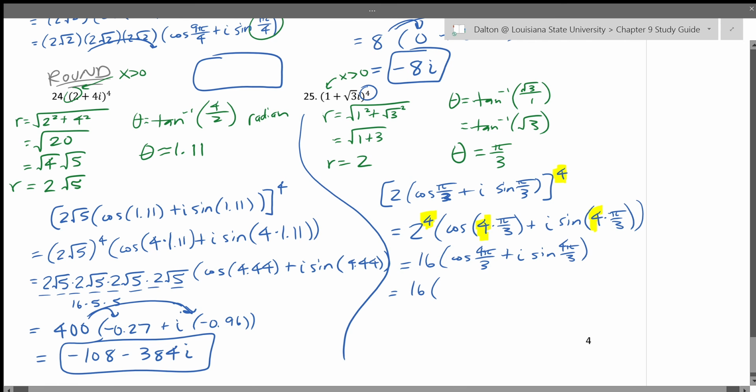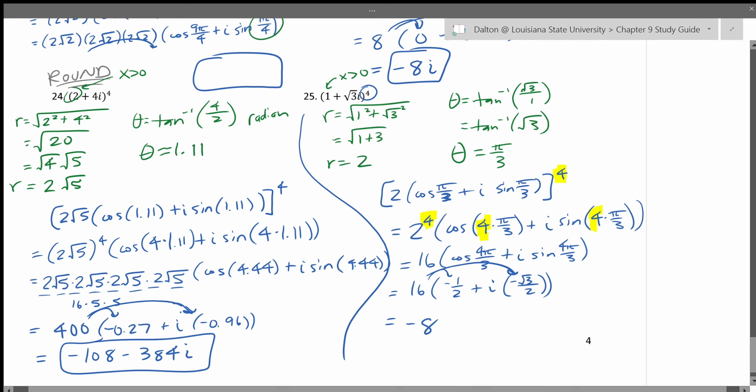Which will equal 16 times the cosine of 4 pi over 3. So if you locate that on your unit circle, cosine is the x-coordinates at 4 pi over 3, which is negative 1/2. Plus i times the sine, the y-coordinates at 4 pi over 3, which is negative square root of 3 over 2. And then we're going to distribute this 16 into both numbers. So the first one, 16 times negative 1/2 is negative 8.